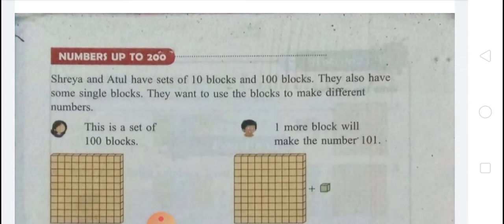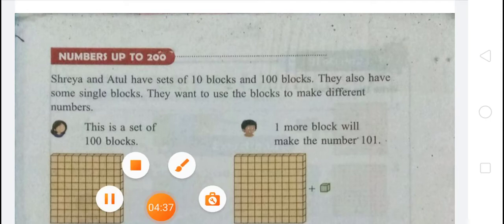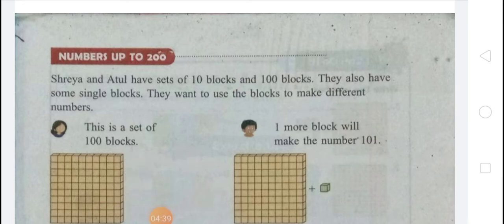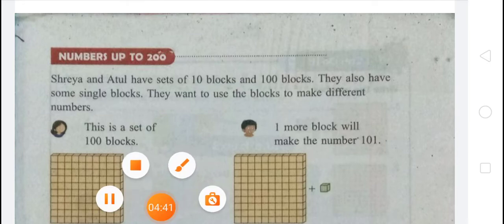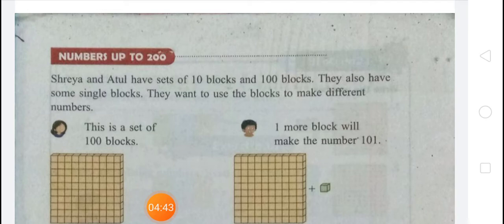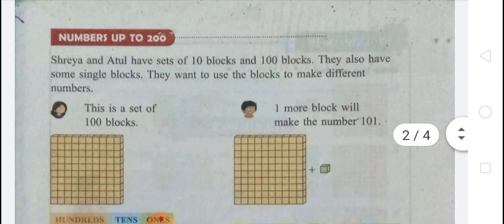Shreya and Atul have sets of 10 blocks and 100 blocks. They also have some single blocks. They want to use the blocks to make different numbers. You can see here, this is a set of 100 blocks, and one more block will make the number 101.